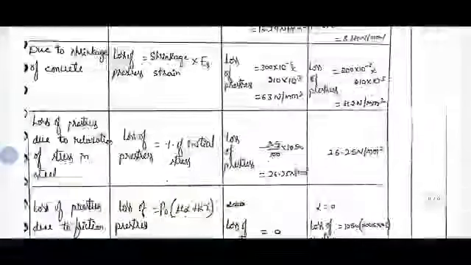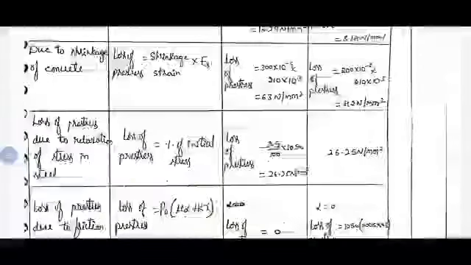Then loss of pre-stress due to relaxation of stress in steel, it is given as a percentage of the initial pre-stressing force you are applying. So in the question it is given as 2.5% of initial stress. So initially you are applying 1050 Newton per mm square. Out of 1050 Newton per mm square, 2.5% of stress is lost due to relaxation of stress in steel. So it is 26.25. It is same for both cases.